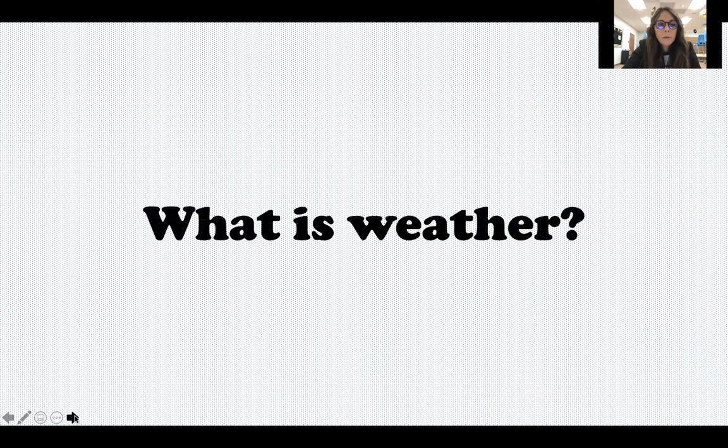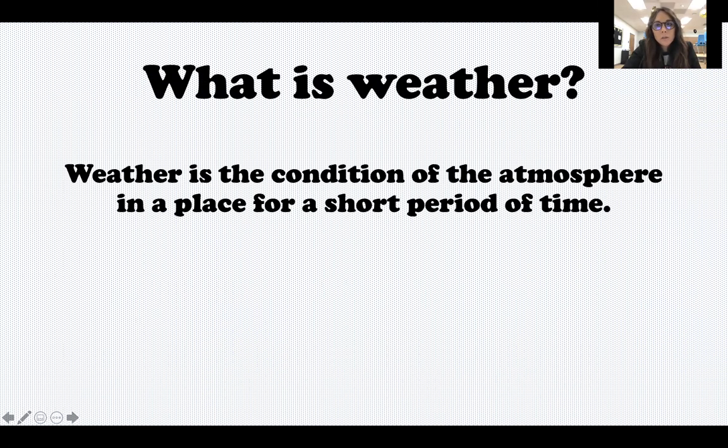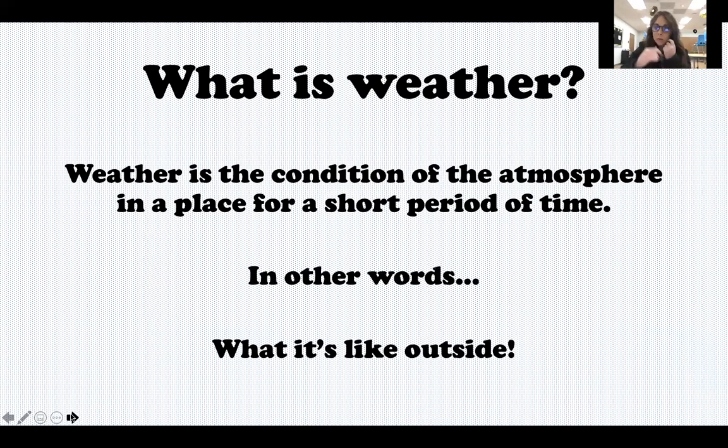So let's start out by reviewing what is weather. The definition of the word weather means the condition of the atmosphere in a place for a short period of time. So remember, the atmosphere is a layer of gases and the clouds that kind of surround the earth. It kind of acts as a blanket that keeps the earth warm. And that's what controls our weather. Everything that's happening up in the atmosphere affects our weather down here. So, in other words, weather just means what it's like outside. When we're describing the weather, we're describing what it's like outside.